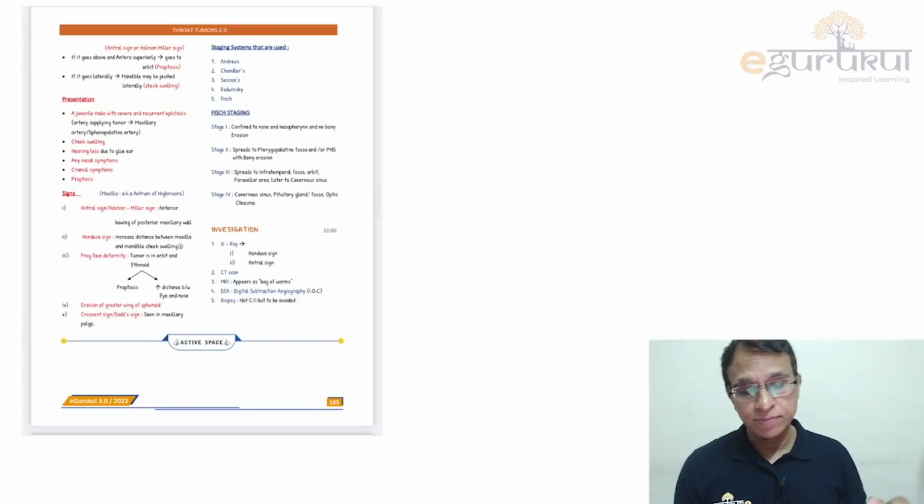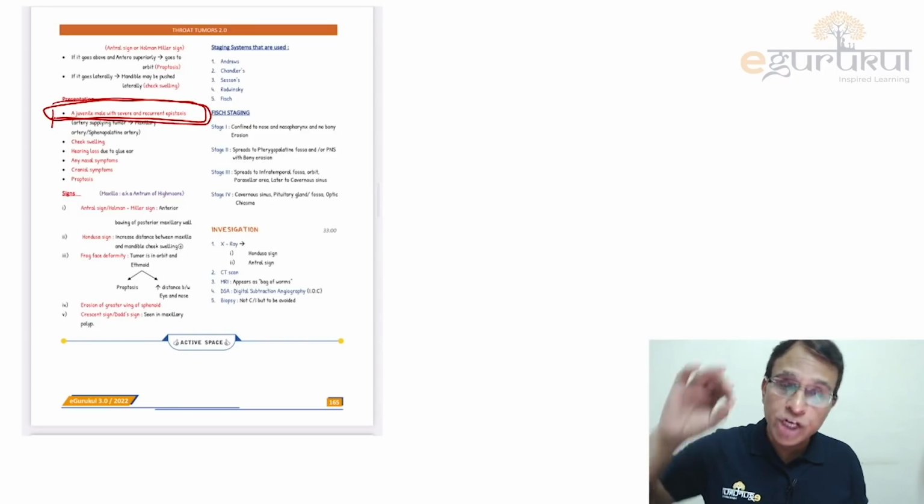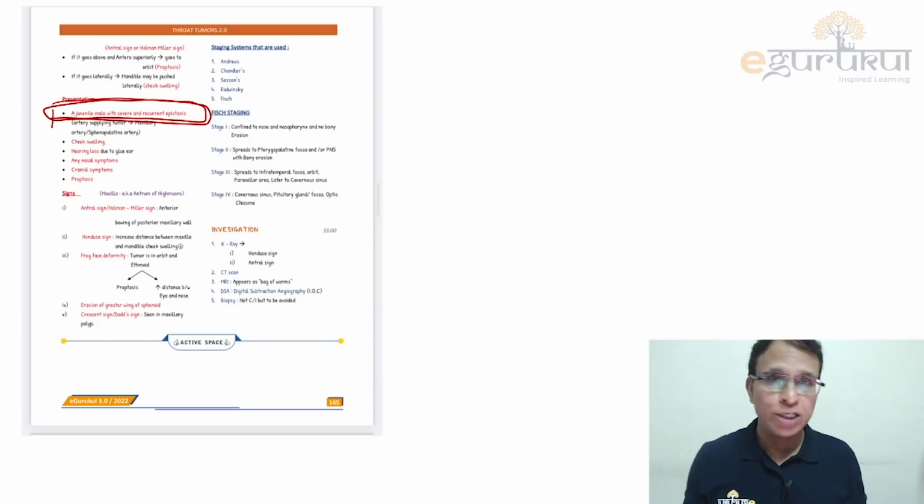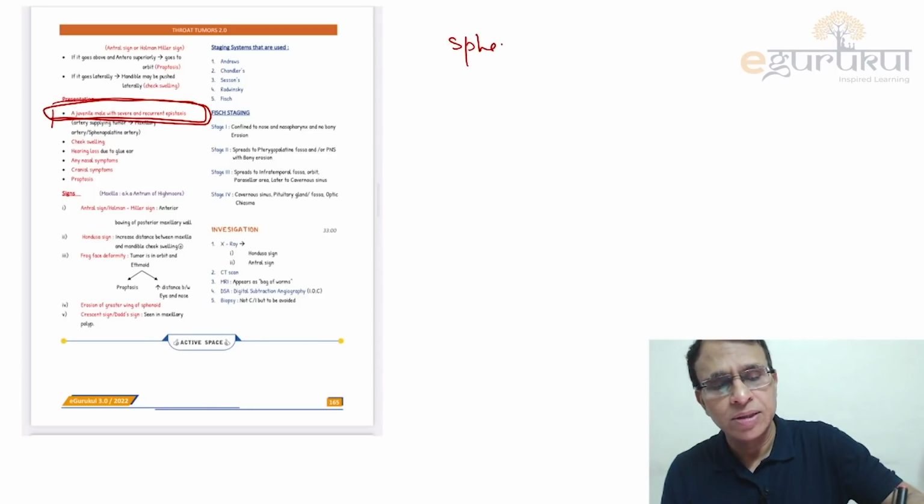See, if you look at this eGurukul PDF file, look at this line. A juvenile male with recurrent epistaxis, a 15-year-old with recurrent epistaxis. Straight away, I keep telling you, the only possibility is juvenile nasopharyngeal angiofibroma. Simple question, no problem with this. A vascular tumor in the nasopharynx starting from the sphenopalatine foramen, we all know this, isn't it?